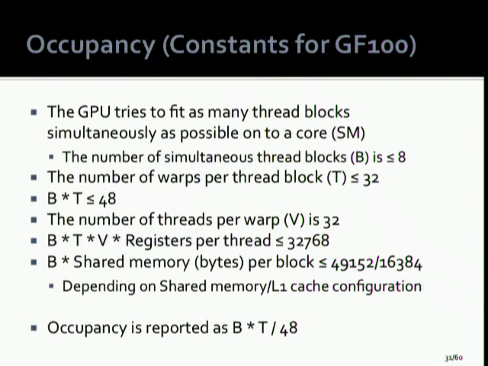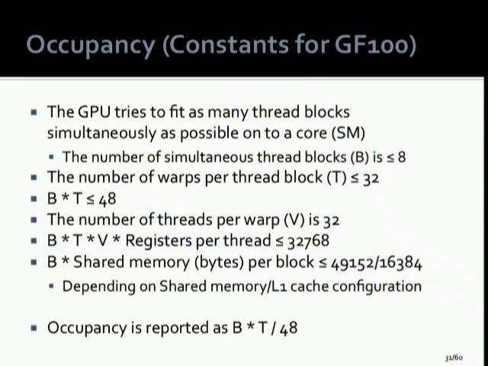But the GPU is going to try to fit as many thread blocks as possible simultaneously onto a core. The number of simultaneous thread blocks, which I'll call B, has to be less than or equal to 8. That's an architectural constraint. The number of warps per thread block, where a warp is a collection of 32 threads, has to be less than 32. Or equivalently, the number of threads in a thread block has to be less than or equal to 1,024. The number of thread blocks times the number of warps per thread block has to be less than or equal to 48. In other words, each core can handle 48 warps in flight. The number of threads per warp, which I'll call V, is 32.